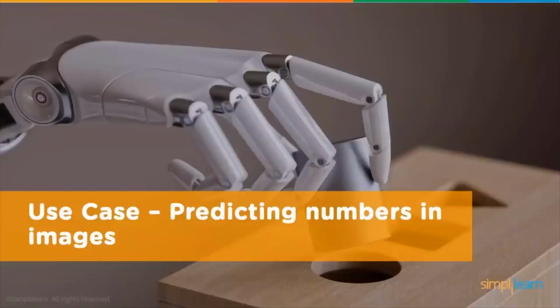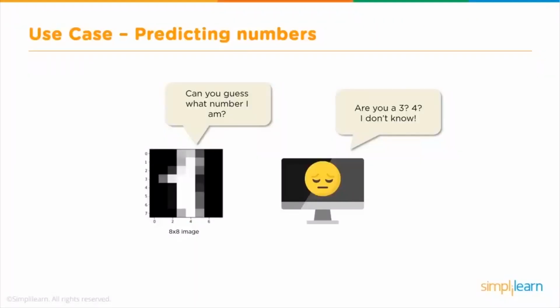Alright, now finally let's take an example and see how we can apply logistic regression to predict the number that is shown in the image. This is actually a live demo. I will take you into Jupyter Notebook and show the code. But before that, let me take you through a couple of slides to explain what we are trying to do. Let's say you have an 8x8 image and the image has a number, 1, 2, 3, 4, and you need to train your model to predict what this number is. So how do we do this?